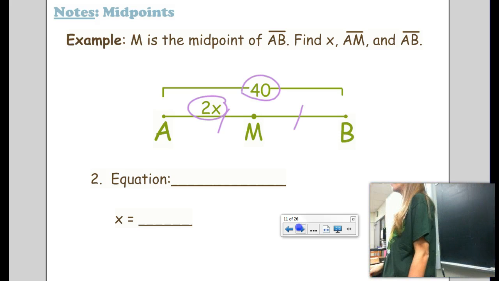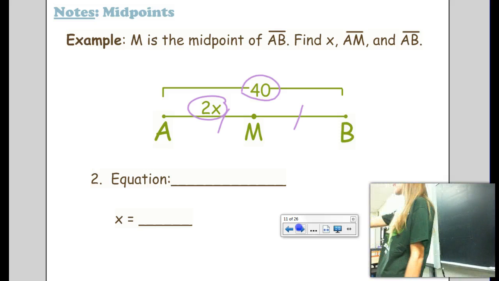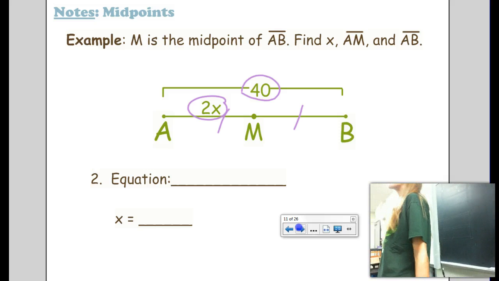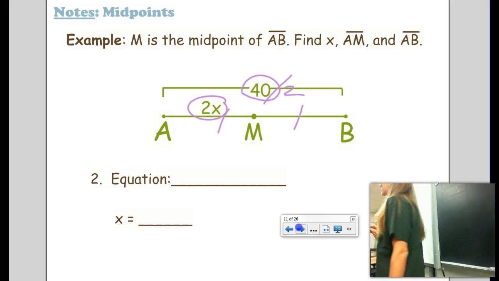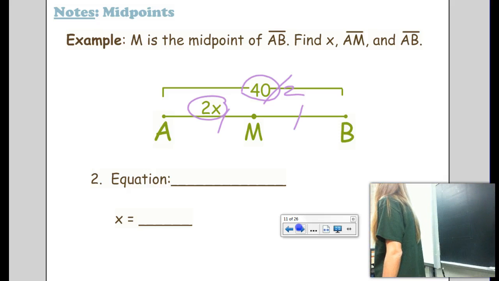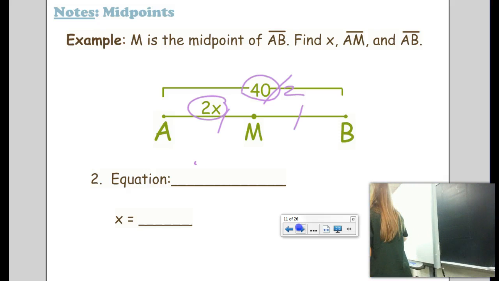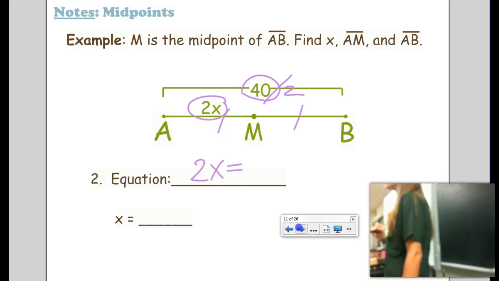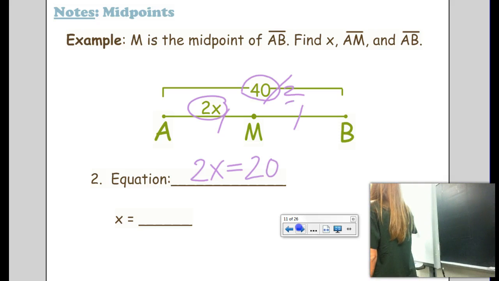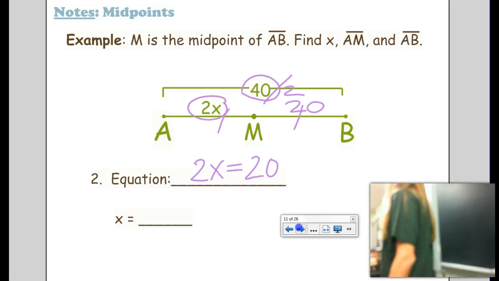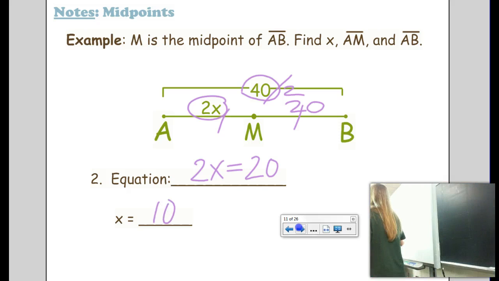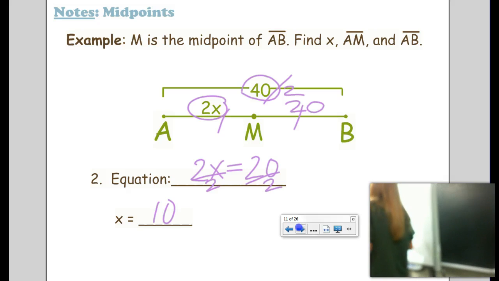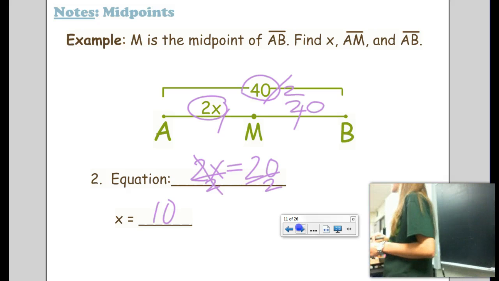Who has an idea? 20. Where did she get 20? Where did 20 come from? It didn't fall out of the sky. She took the whole and she divided it by 2, because a midpoint cuts things in half. So 2x does not equal 40. What does 2x equal? 20. Very good. 20 is halfway. Well, that's easy. Deshane, what is x? 10. Ding, ding, ding. Divide by 2. 20 divided by 2 is 10. Yes, ma'am.